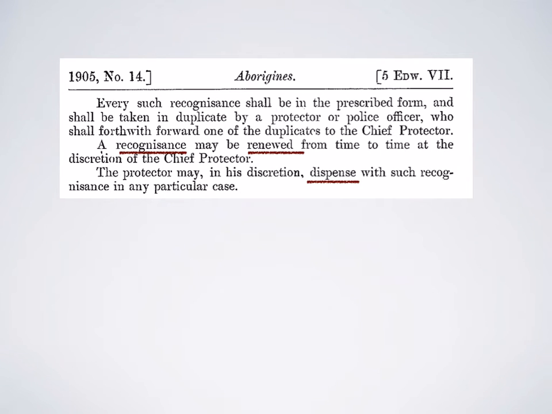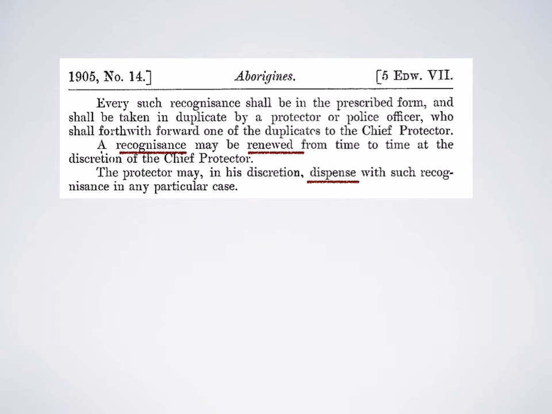Every such recognisance shall be in the prescribed form and shall be taken in duplicate by a protector or police officer, who shall forthwith forward one of the duplicates to the chief protector. A recognisance may be renewed from time to time at the discretion of the chief protector, and the protector also, at his discretion, could dispense with such recognisance in any particular case.